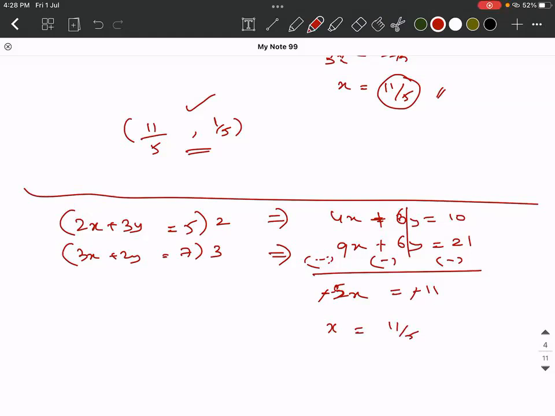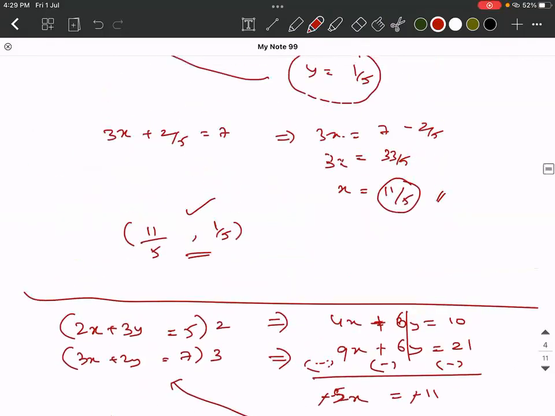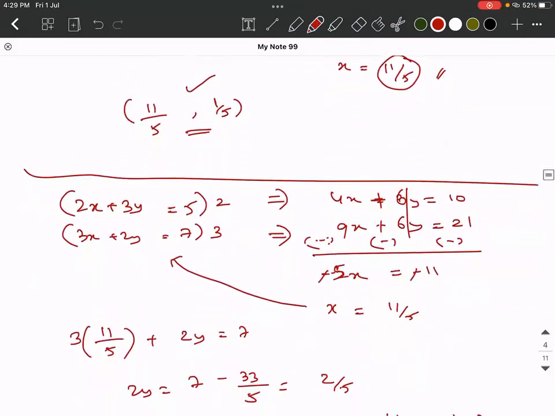So whether you want to eliminate x or whether you want to eliminate y, you will still get the same answer. Now what you can do, take that 11 by 5 and substitute it here. So 3 into 11 by 5 plus 2y is equal to 7. So 2y will be equal to 7 minus 33 by 5. So it will be 2 by 5. So 2y is equal to 2 by 5, y will be equal to 1 by 5. So what are the coordinates? 11 by 5, comma 1 by 5. Is it right? Yeah.